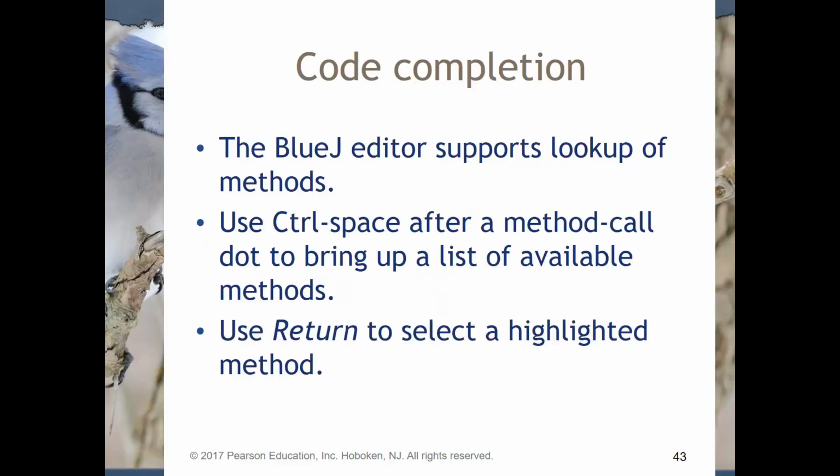The next topic, a lot of independent small topics, is code completion. When you work in your editor and you're trying to do something, BlueJ supports lookup of methods. This is pretty common in most IDEs. So once you type a class as an example, you do dot, control space, it'll bring up a list of everything that's in that class that you have access to. Use return once you've got it on your screen to select the method.